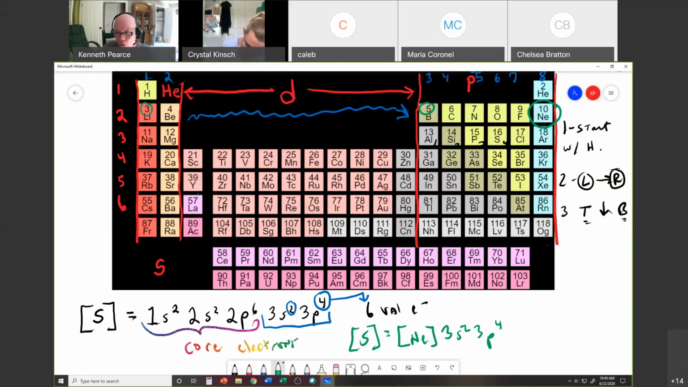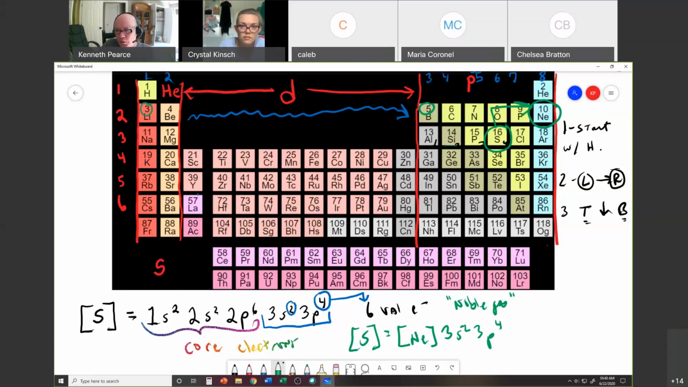And this is called the noble gas configuration. Why is it called the noble gas configuration? Well, look, what's neon? Neon's a noble gas. The core electrons are in neon, the previous shell. So when we looked at sulfur, the previous shell is what? Neon.